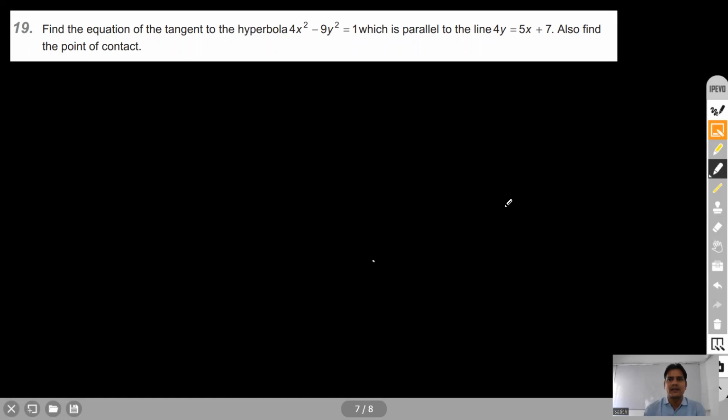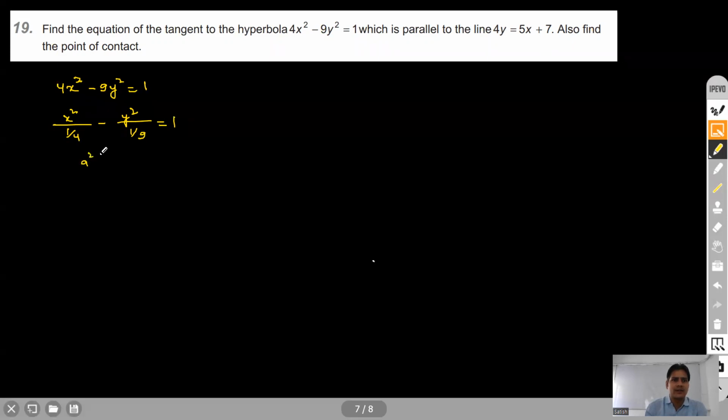This is our question number 19. I think this is the last question for this exercise. So here also it is asking to find the equation of tangent to the hyperbola 4x square minus 9y square is equal to 1, which is parallel to the line 4y is equal to 5x plus 7. Okay, not an issue. We have to write the equation of tangent to this hyperbola whose equation is 4x square minus 9y square is equal to 1. So I can write it as x square upon 1 by 4 minus y square upon 1 by 9 is equal to 1.